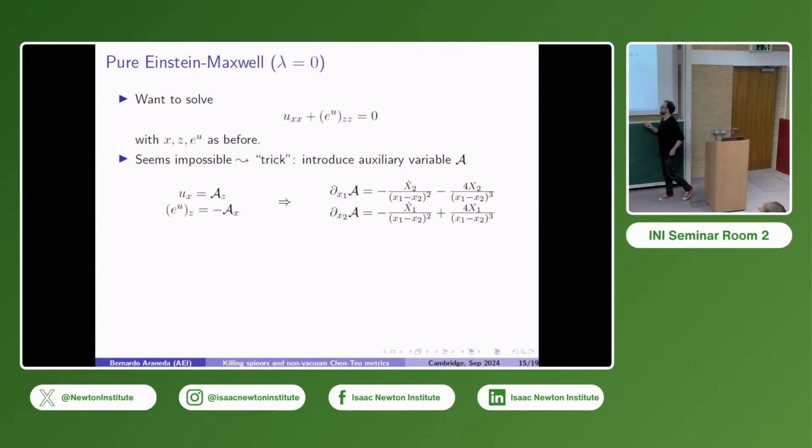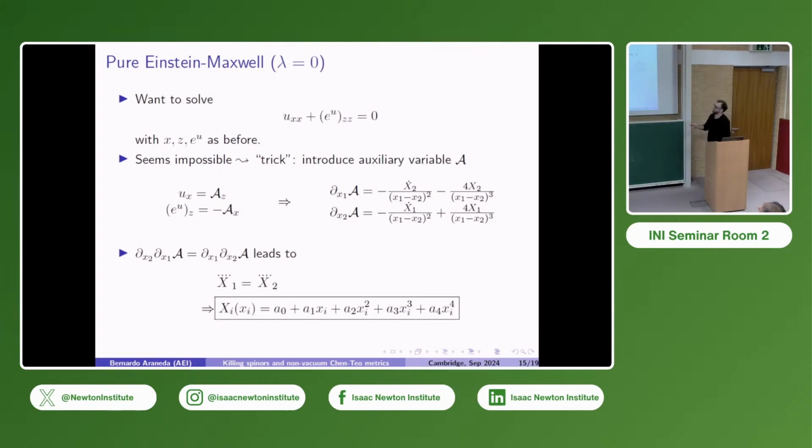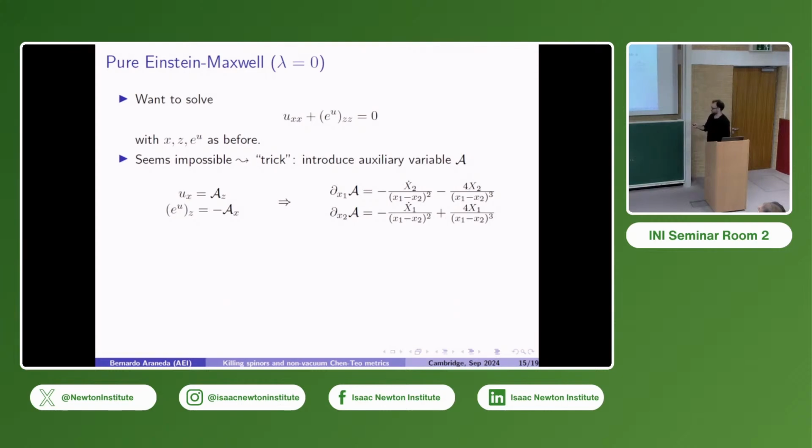And the trick is to do something really elementary, really simple. You just introduce an auxiliary variable, which I'm calling here a, via these two equations. So of course, if you replace in the total equation, this is 0. But this elementary thing allows you, when you work out the details, at the end of the calculation, to arrive at this system.